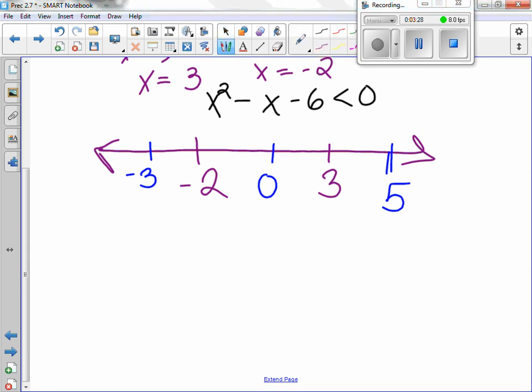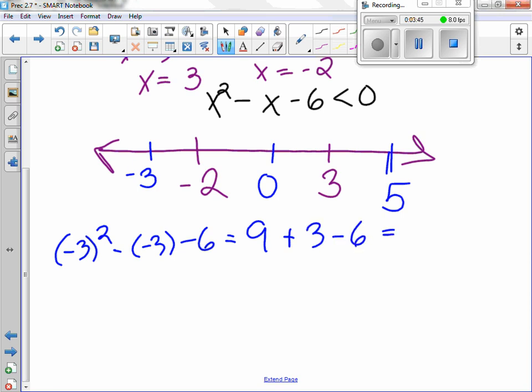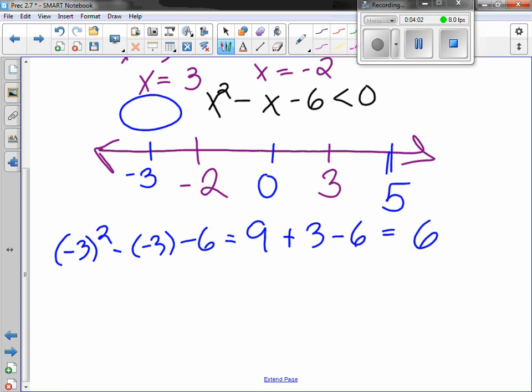Now, the first number we said was negative 3. I'm going to plug it in: negative 3 squared minus negative 3 minus 6. Because negative 3 squared is positive 9. Negative and negative makes a positive. 9 plus 3 is 12, minus 6 is 6. Is this less than 0? No. So that means if this was a two-dimensional graph, the graph would be somewhere up here, yes? It would be greater than 0. The y values would be greater than 0, yes? Okay, well, that's not what we wanted.